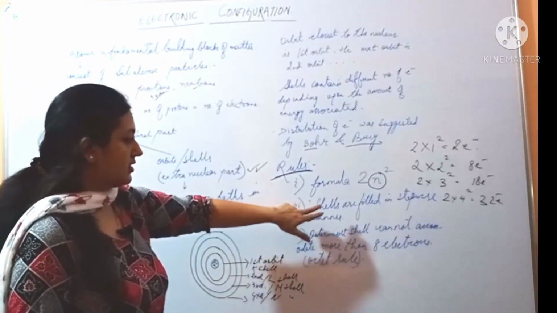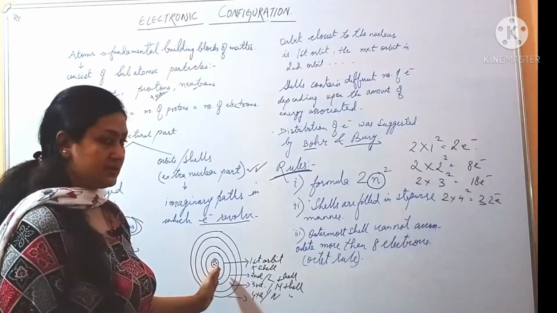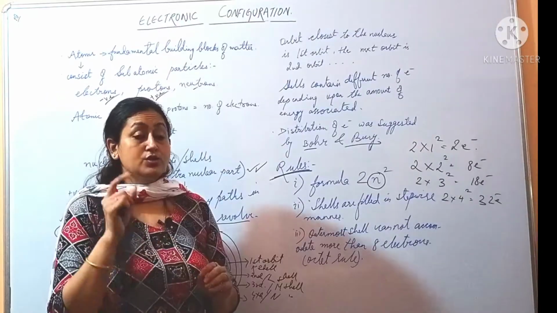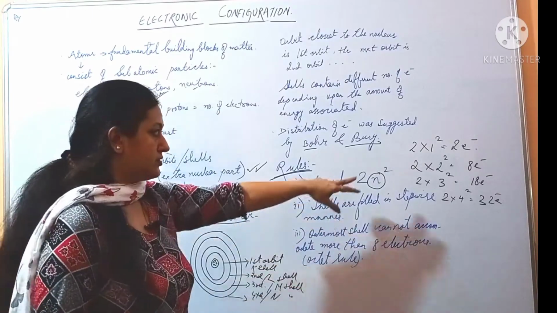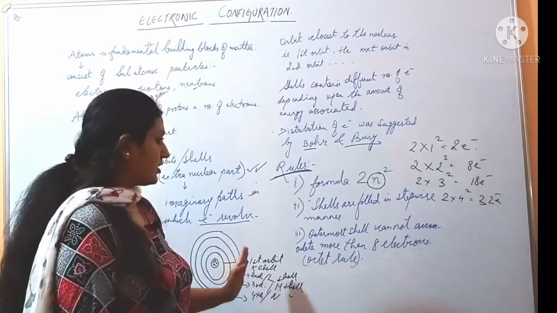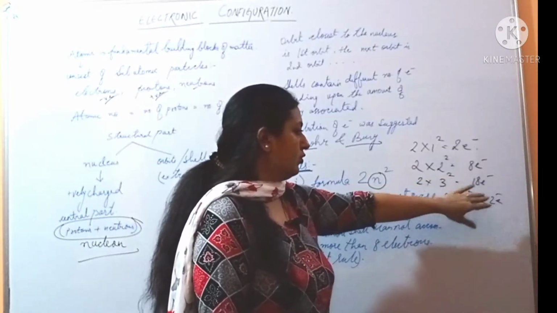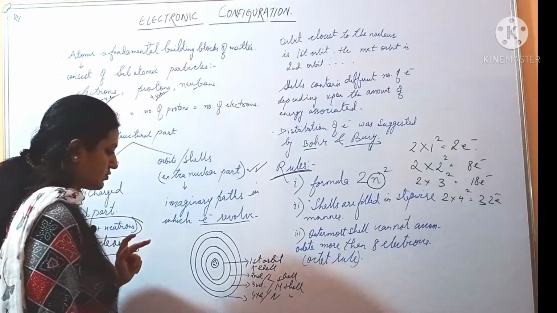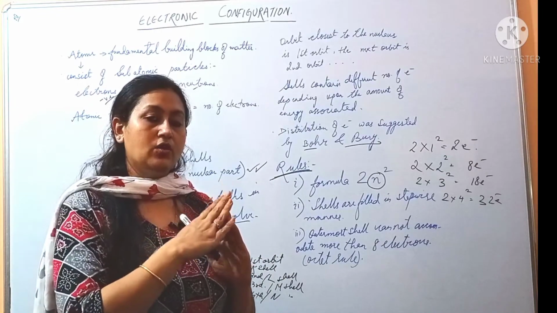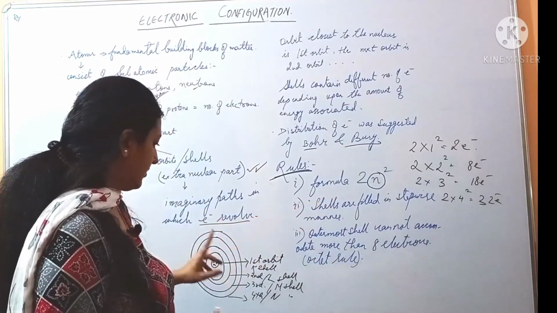The second rule says shells are filled in a stepwise manner. Stepwise manner means starting from the first shell. The first shell, which is closest to the nucleus, has the least amount of energy, so it can accommodate the least number of electrons. We can see here it can accommodate only 2. Moving ahead, the second shell can accommodate more, that is 8 electrons. Then the third one, 18 electrons, even more in the fourth one, 32 electrons, and likewise it goes on. The last shell has the highest amount of energy and can accommodate the highest number of electrons. So shells are filled in a stepwise manner.